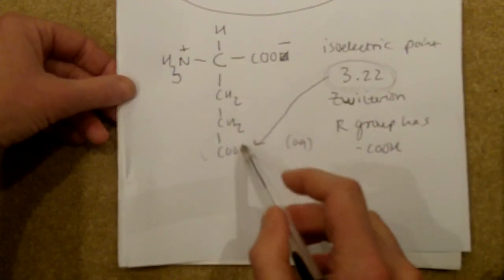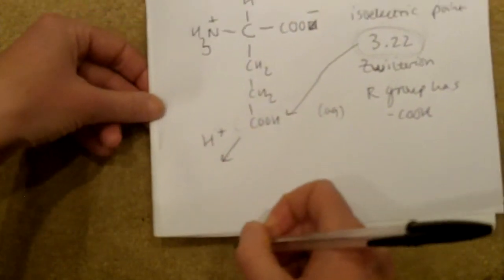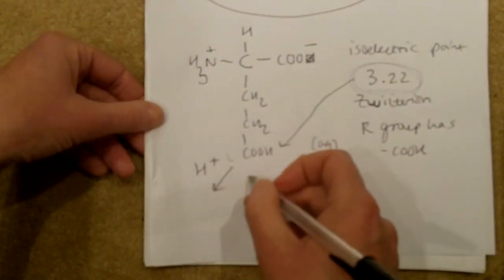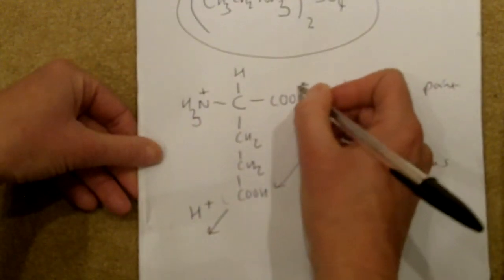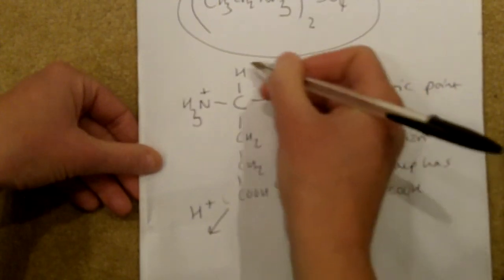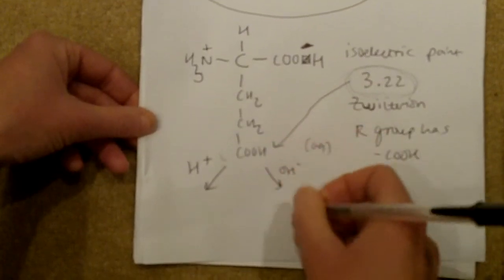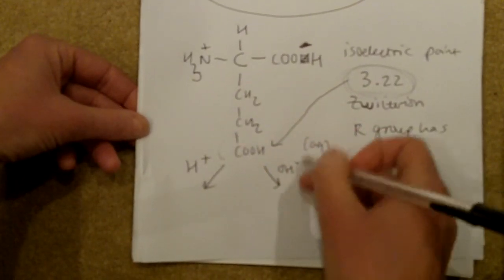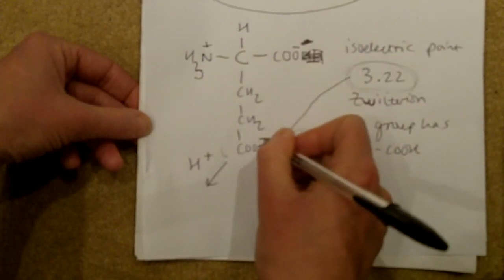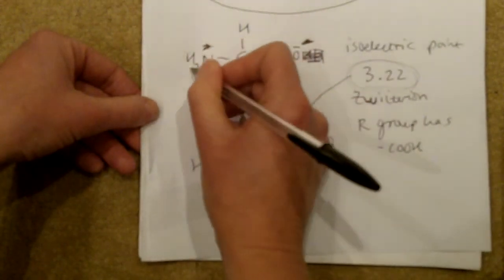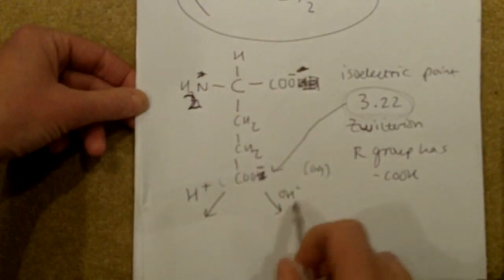Okay, so that's it in water, but what if we put it into acid? Well, if we put it into acid, wherever possible, you put a H+. So we're going to put a H+ back in there. So that's the form when it's in acid. If we put it into alkali, an alkali will remove all the H+. Remove H+, COO-, remove H+, COO-, remove H+, NH2. So that is what will happen if you put it into alkali.